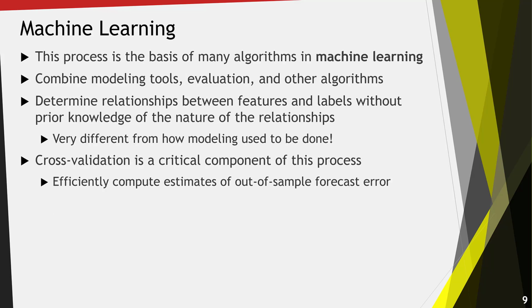This process that I outlined is the basis of many algorithms in machine learning. It's going to combine modeling tools, evaluation, and other algorithms, and it will use this to determine the relationships between features and labels without any prior knowledge of what the relationship might actually look like. This is very different from how modeling used to be done. Cross-validation is a critical component of this process. It allows you to efficiently compute estimates of the out-of-sample forecast error, so you're able to make choices between the many possible decisions that feed into forecast models while guarding against overfitting.